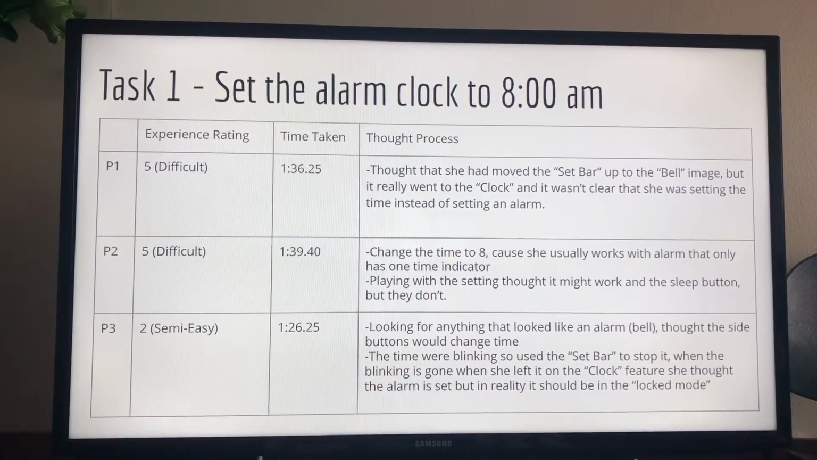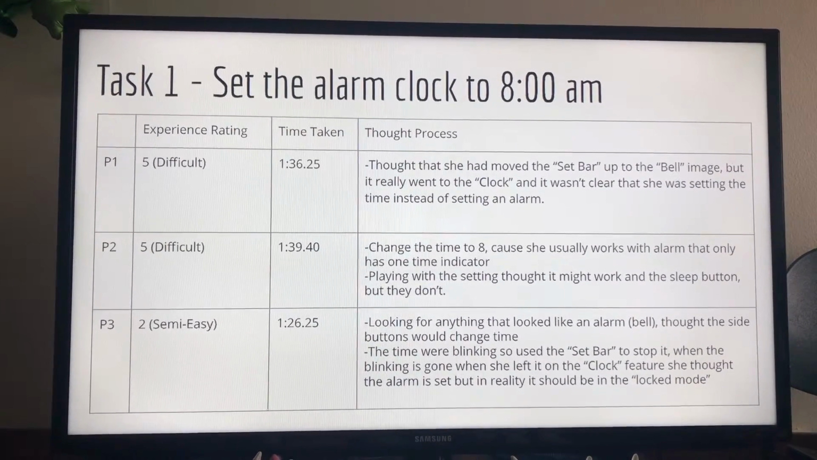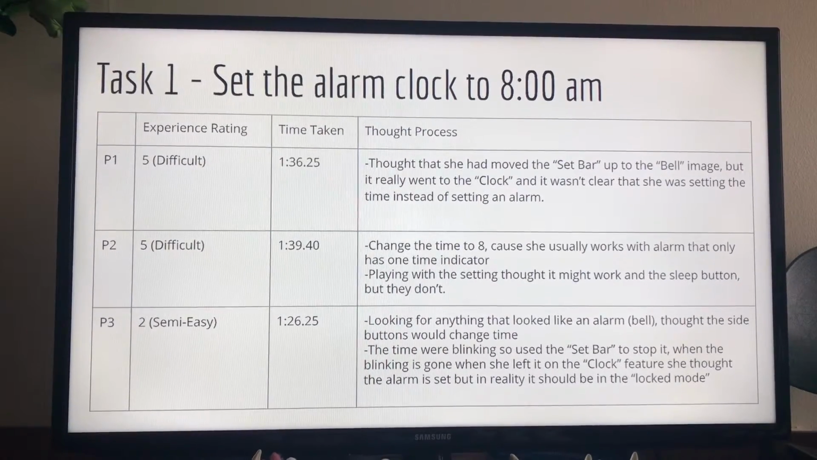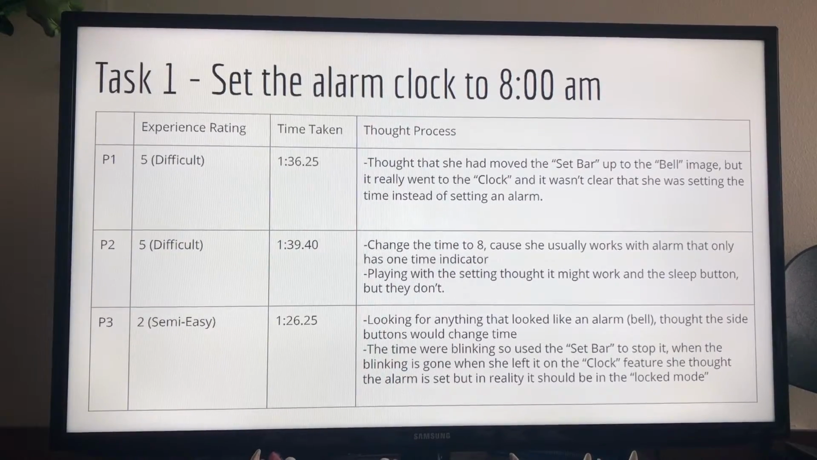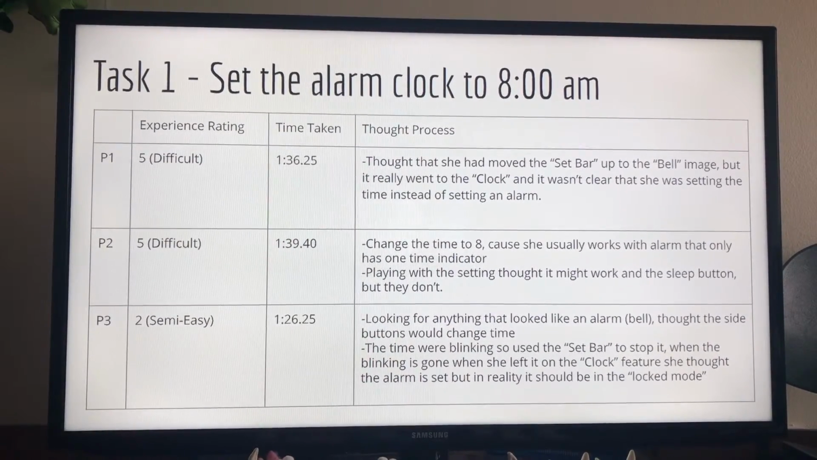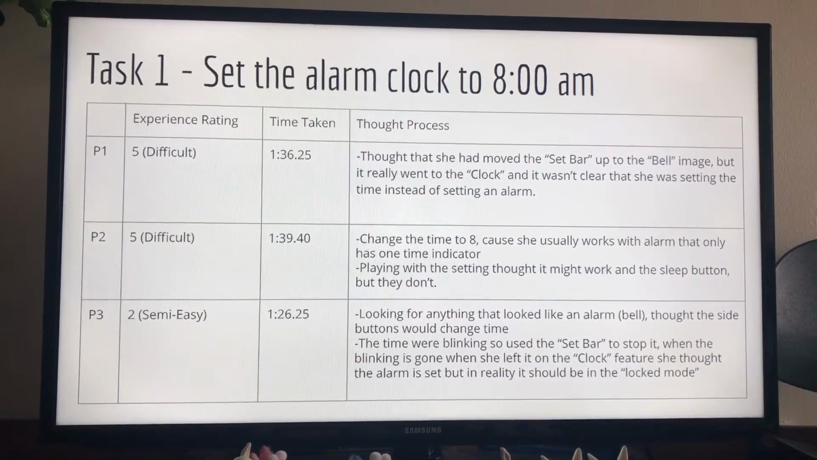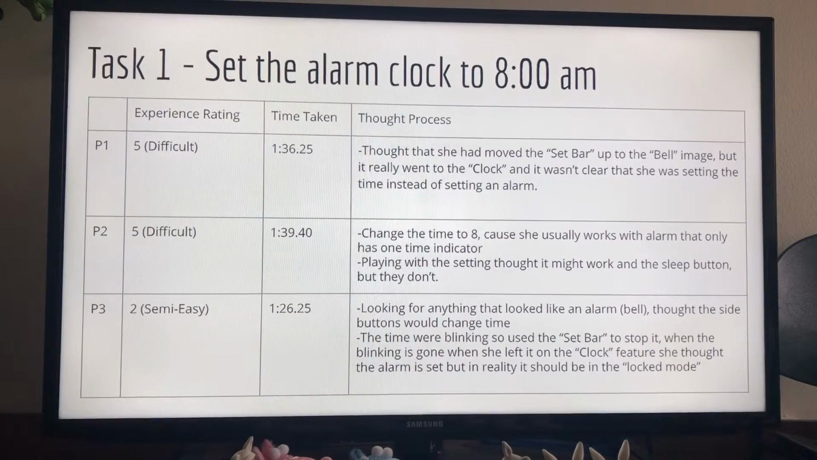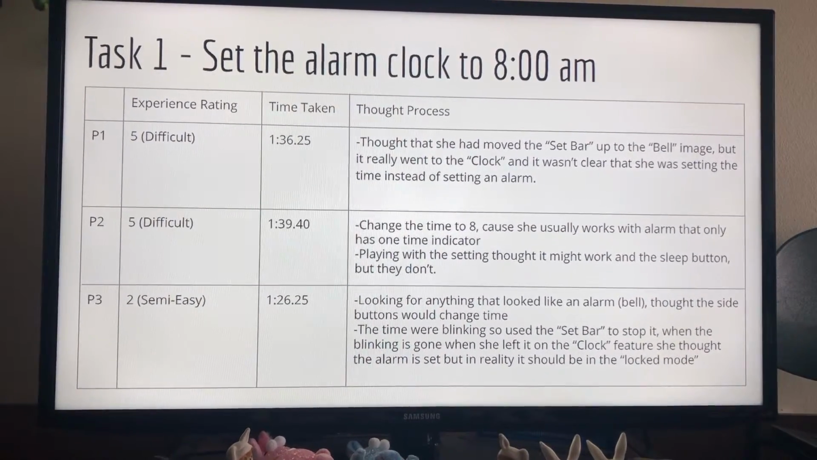Our first task is to let the participants set the alarm clock to 8 in the morning. The first person thinks it's difficult. She ended up setting the time for the clock, but not the alarm. The second participant also did the same thing because she is used to setting an alarm clock that only has one time indicator. Our third participant is the only one that did the correct approach, but after she set the alarm, she set it to the clock mode, not the lock mode.